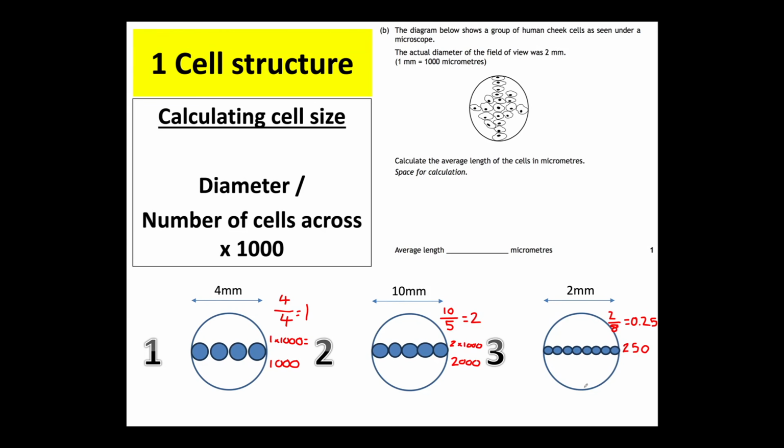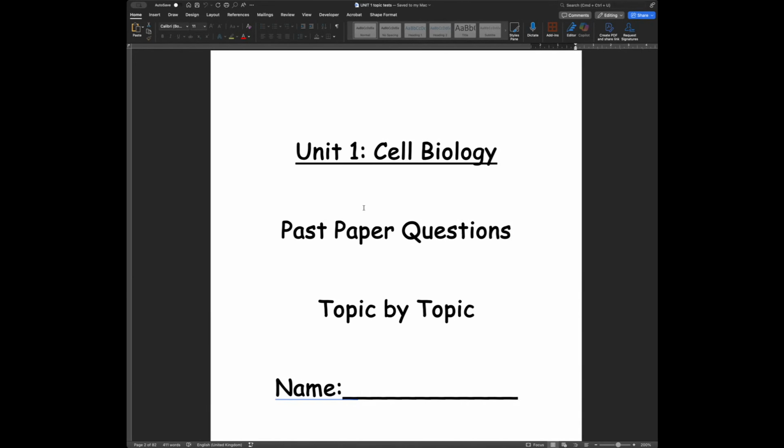Hopefully those little examples there have helped you. And what we're going to do now is have a look at some past paper questions on topic 1 of cell structure. So if we have a wee look at some of the past paper questions for section 1 here.